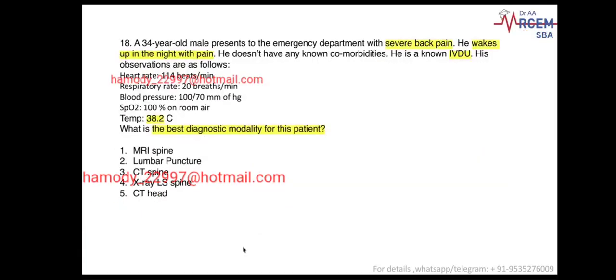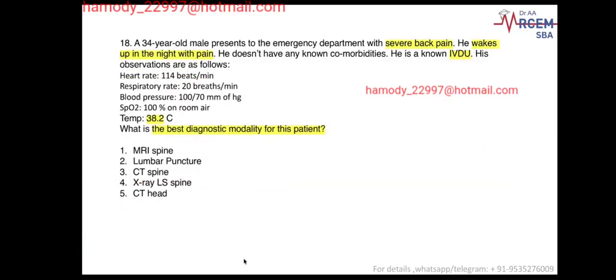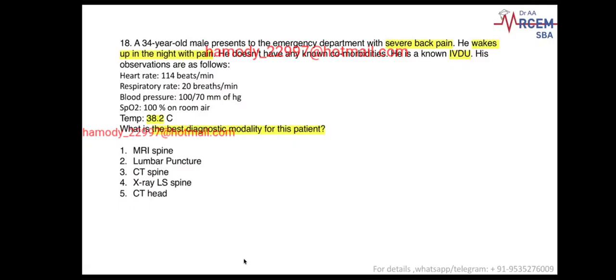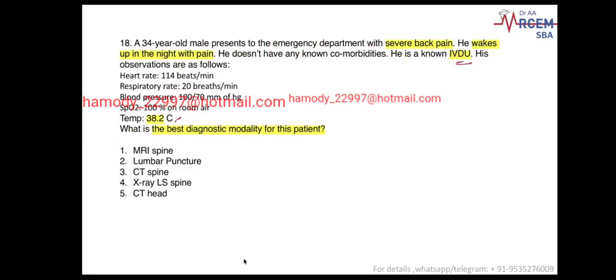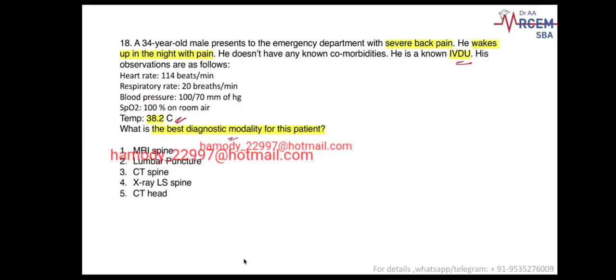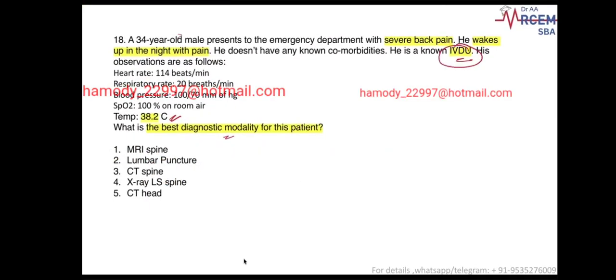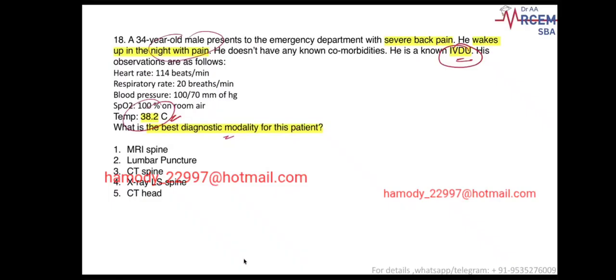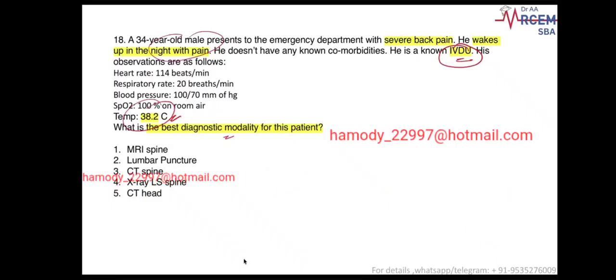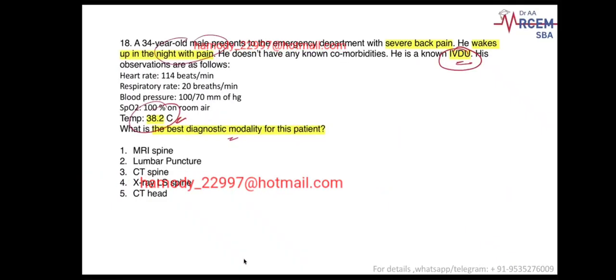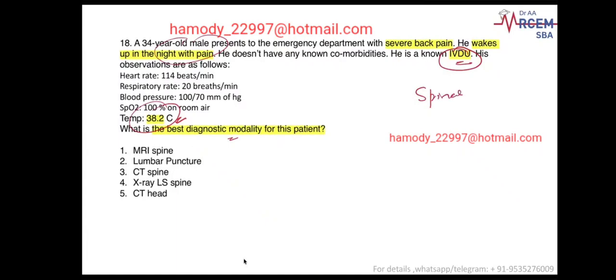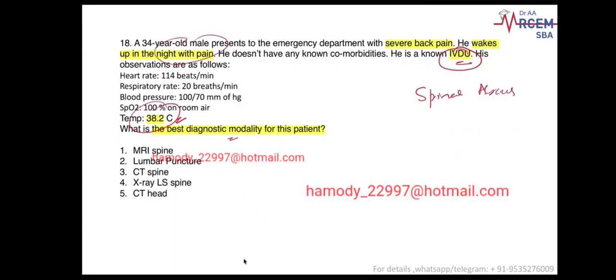A 34 year old male presents to the ED with severe back pain. He wakes up in the night with pain, and he is an IV drug abuser with high body temperature. What is the best diagnostic modality for the patient? So IV drug abuser with lower back pain and a high grade temperature, all put together, what are we suspecting here? We are suspecting a spinal infection. To be more precise, a spinal abscess in this individual.